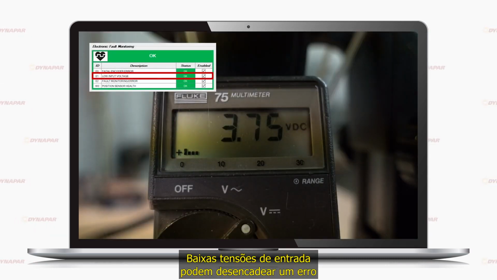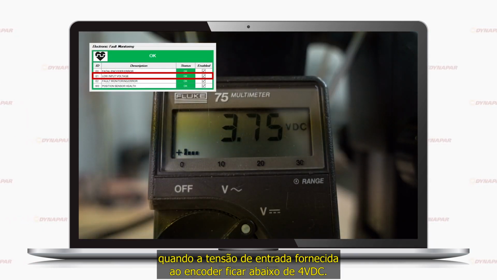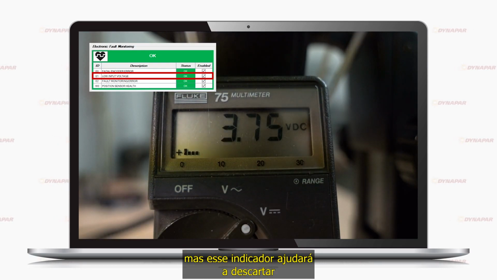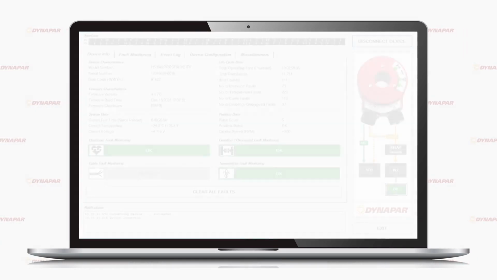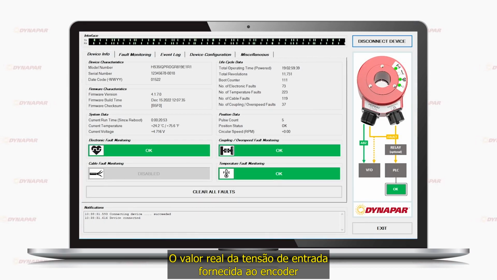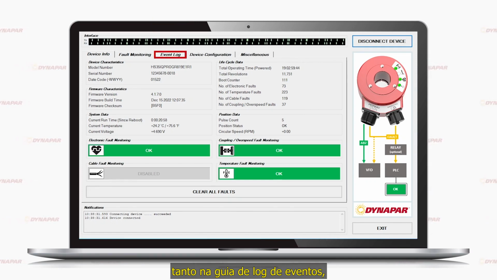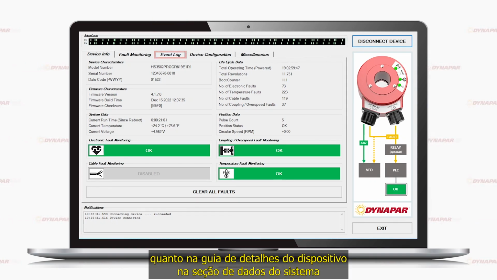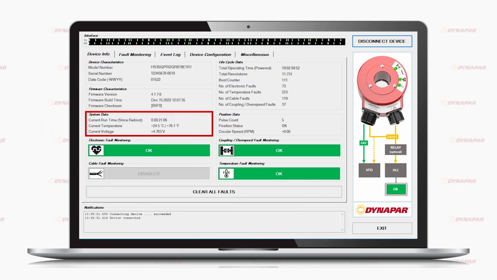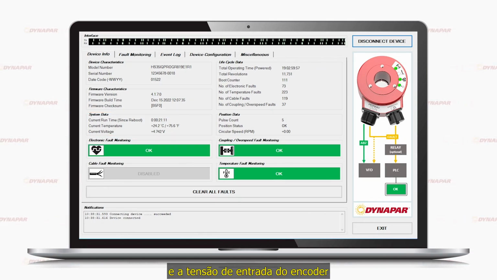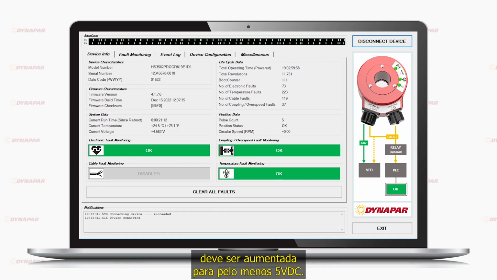Low input voltages can trigger an error whenever the input voltage provided to the encoder drops below 4 volts DC. There are multiple reasons why this could happen, but this indicator will help rule out any internal problem with the encoder. The actual input voltage value supplied to the encoder can be seen within the PulseIQ software tool in both the Event Log tab, after a fault is triggered, or on the Device Details tab in the System Data section under Current Voltage. To correct this problem, the integrity of the wiring should be checked, and the input voltage of the encoder should be increased to at least 5 volts DC.